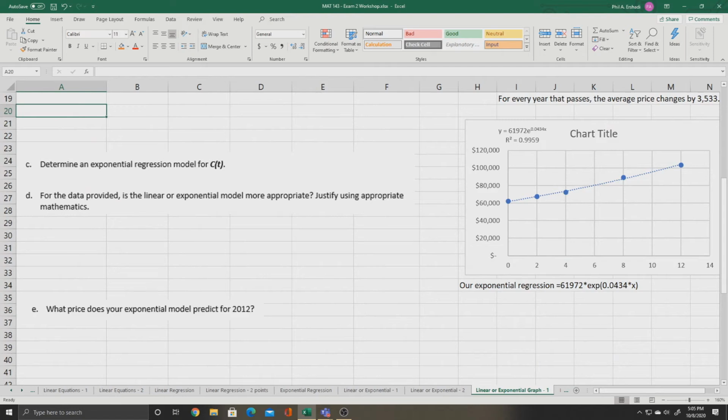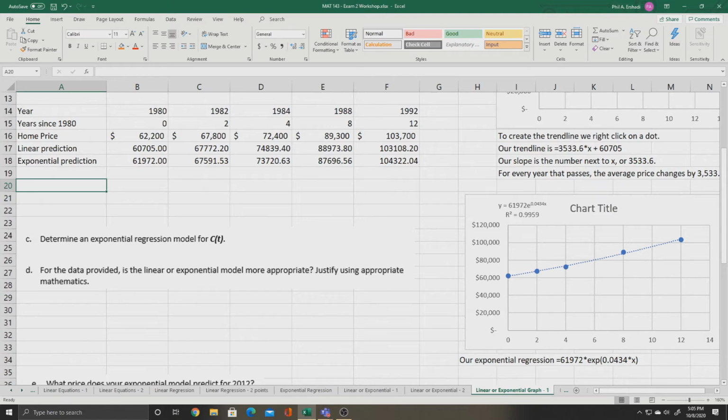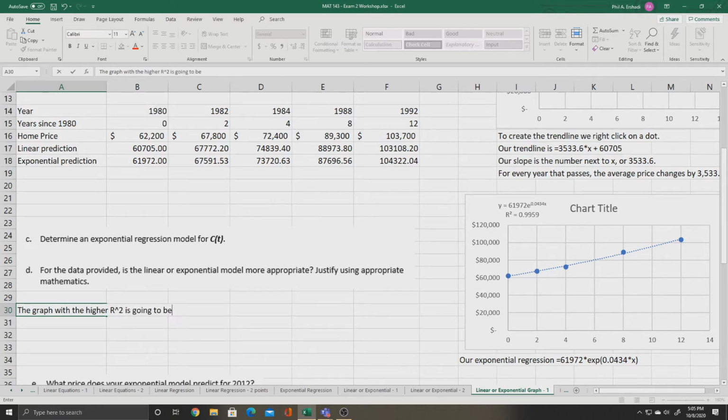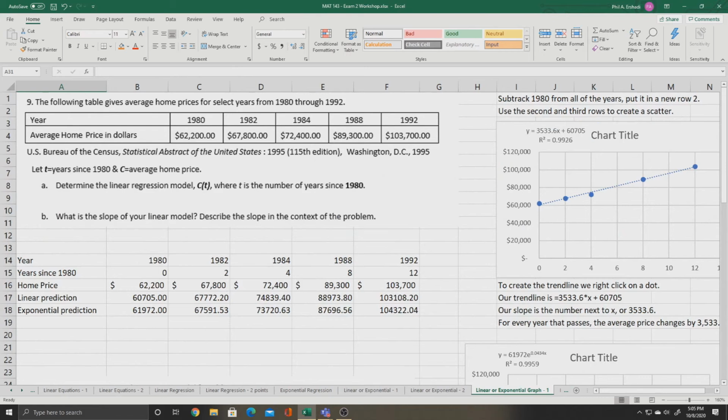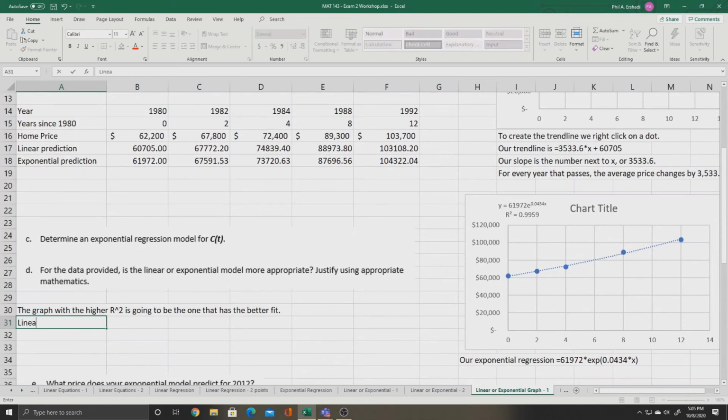Now, for the data provided, is the linear or exponential model more appropriate? Now for this, we actually do use the R-squares. The graph with the higher R-square is going to be the one that has the better fit. Now, the linear graph has an R-square of 0.9926. And exponential was 0.9959.